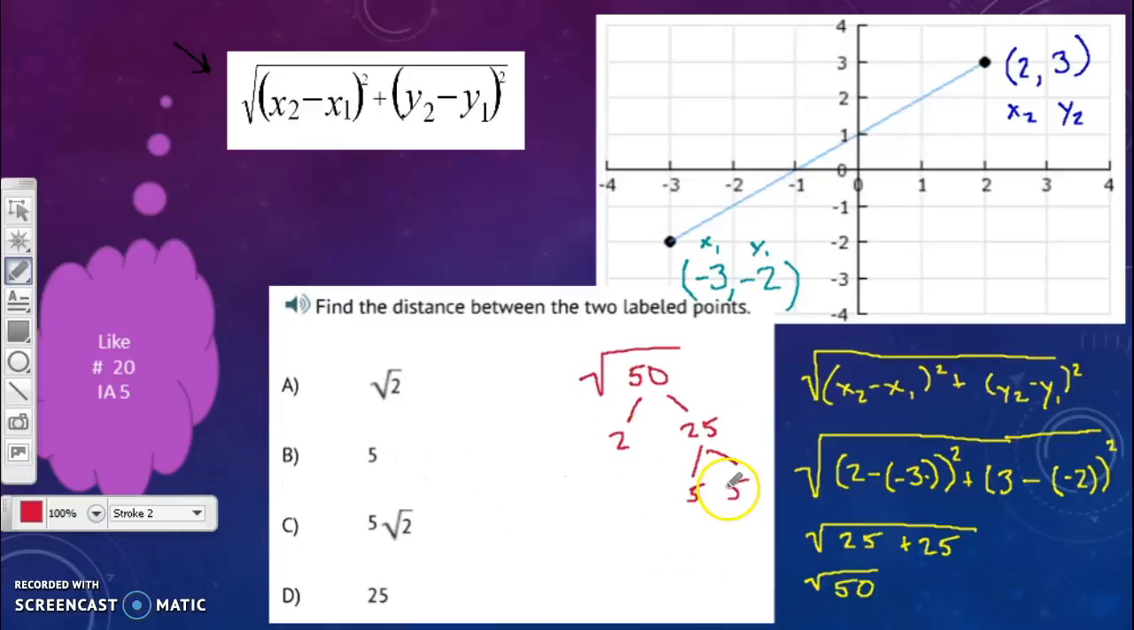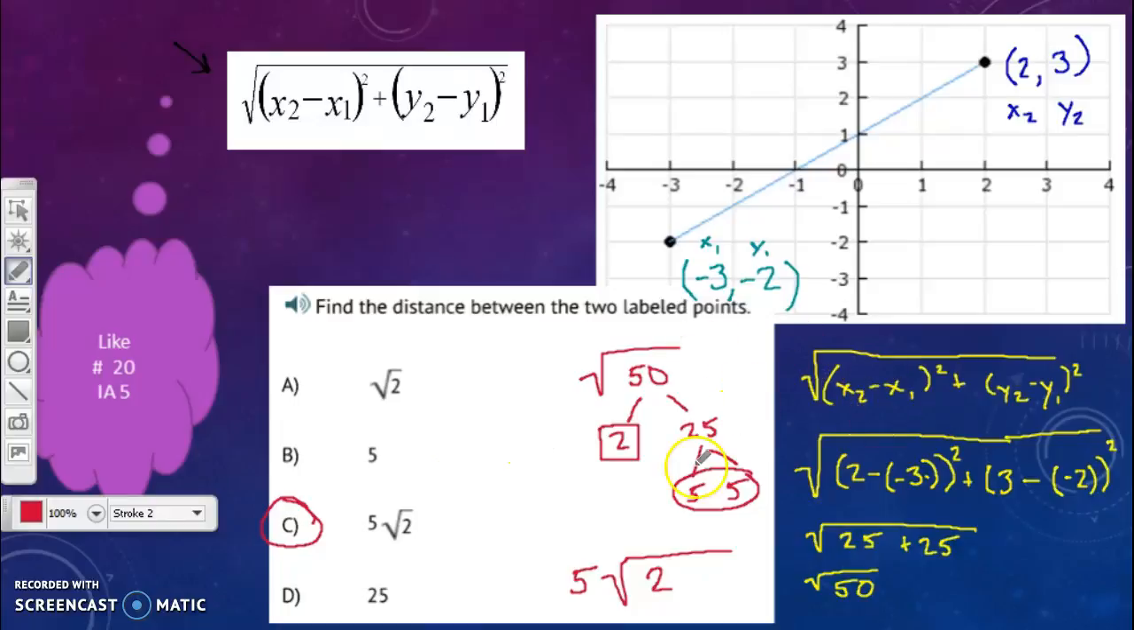So now what's going to happen is, remember, wherever there's a pair of numbers, one of those numbers can come out. So here I have a pair of 5s, so 5 can come out of the house. But 2, he doesn't have any friends, so he's stuck in the house. He can't come out and play. So the answer is 5 times the square root of 2, which is answer choice C. Now, if you're not really sure how to do that, remember that I could square that number. 5 squared is 25 times 2 would give me the square root of 50.